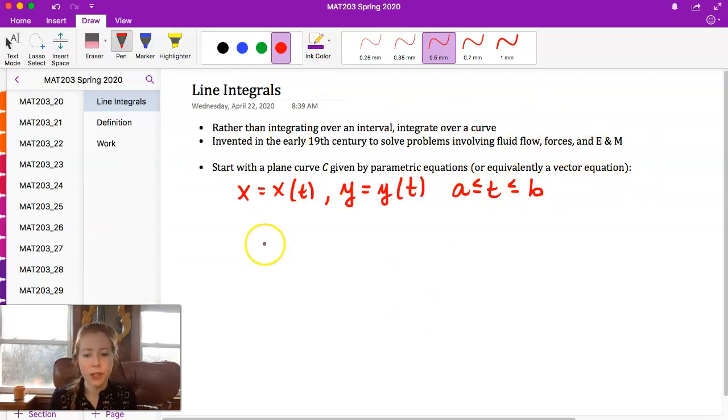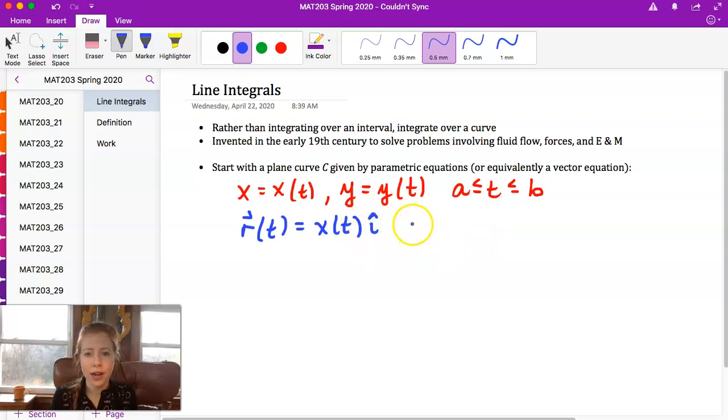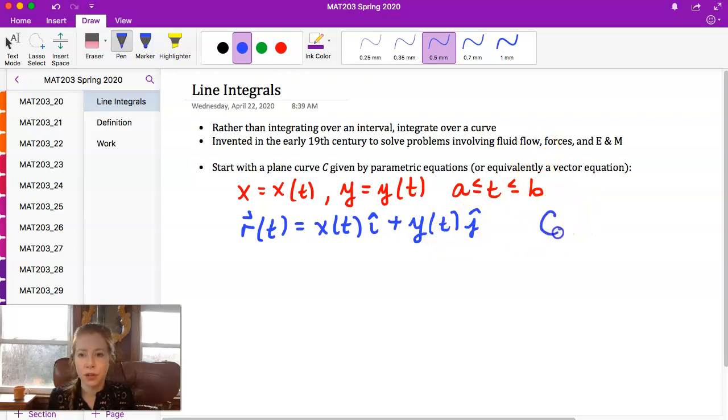So the equivalent to this would be a vector equation. So let's look at the position vector. Remember, the position vector is r. Oh no, what just happened? Hold on, let me just erase that. All right, r of t, so that's a function of time, is going to be your parametric equation in the x direction, so there's our i hat, and in the y direction. We're just looking in two dimensions here in space. And let's assume that we're going along C, a smooth curve.